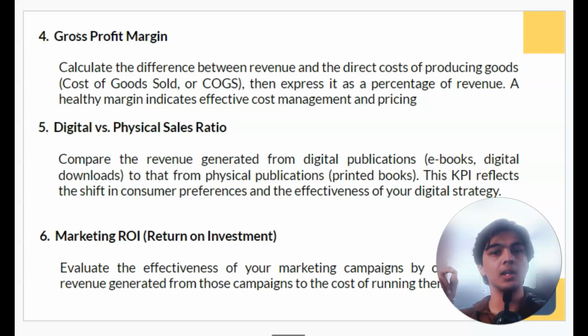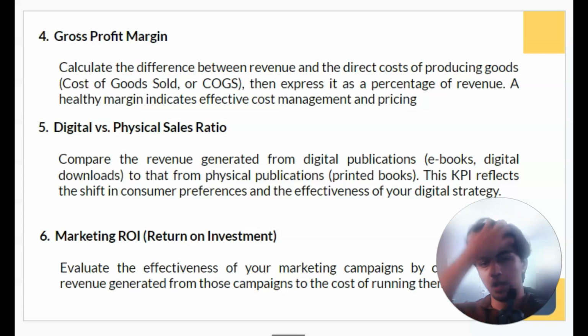Digital versus physical sales ratio indicator. This indicator will compare the revenue generated from the digital publications that you have made, like if you are selling subscription based blogs, or some ebooks, or some priced articles, to the physical publications, like if you are selling some printed books or some printed magazines. Okay, so this indicator will reflect the shift of your consumers' preference and the effectiveness of your digital strategy.